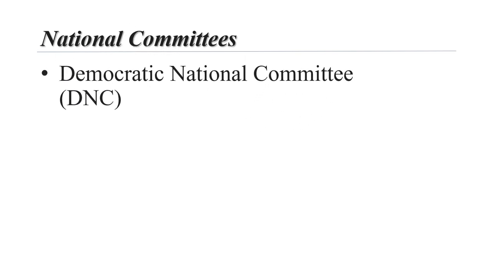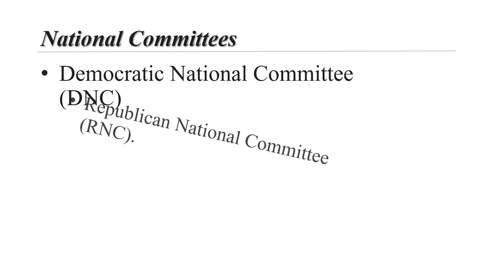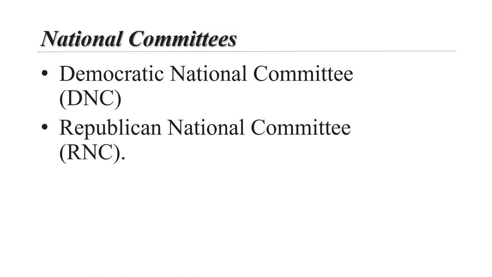The national committees are often seen as agents of the incumbent president in securing his renomination. When there is no incumbent president seeking re-election, the National Party Committee is generally neutral until the nominee has been selected. Best known are the Democratic National Committee, the DNC, and the Republican National Committee, the RNC.